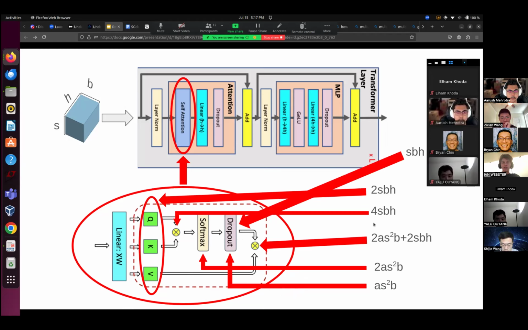We also need to consider the dropout mask. And the dropout mask is the same as the dropout matrix I had mentioned earlier. It's composed only of zeros and ones. And so you don't need a factor of 2 in front of it because every element is only worth 1 byte. And then also we need to consider the inputs to the linear layer, which are all identical. It only takes 2 SBH.